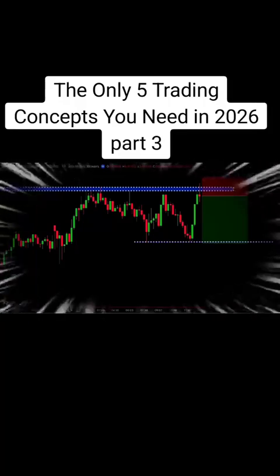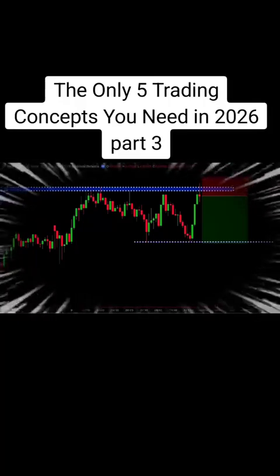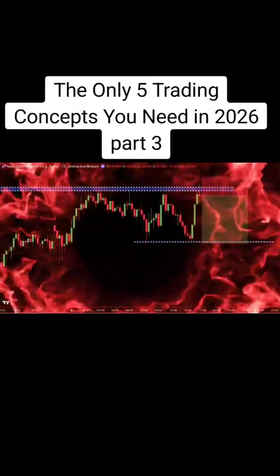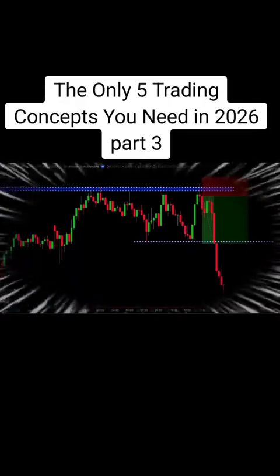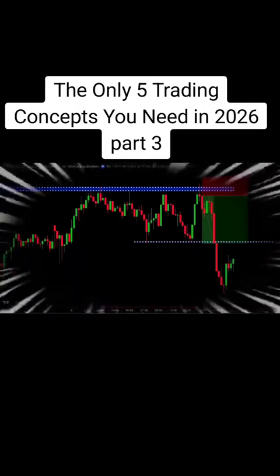Entry at the close of the doji candle. Stop loss above the high. Target the next support level. Look at what happens next. Price moves down exactly as expected, respecting the range.